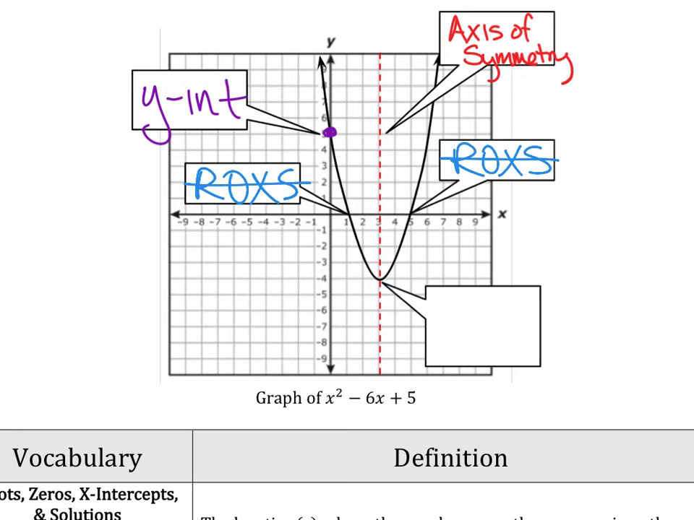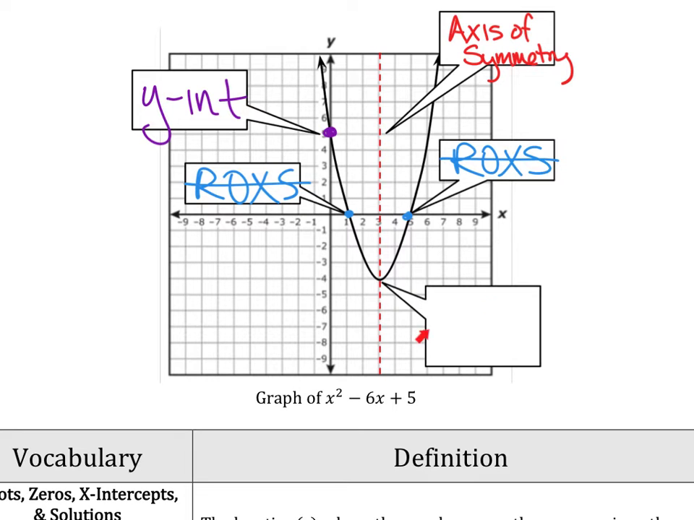What does the R stand for? Roots. What does the O stand for? Zeros. What is the X? X-intercepts. And what does the S stand for? Not state. Solutions. Okay, great. There are 4 vocabulary words that can happen at these 2 points. You have one last one.